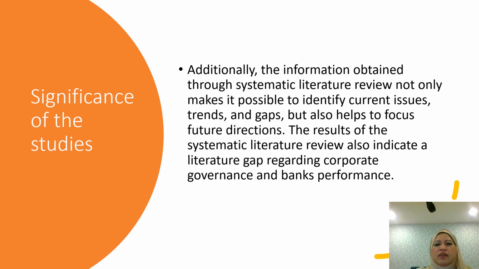Okay, and what is the significance of the study? Through the systematic literature review, we are not only making it possible to identify current issues, we're looking at current issues. What is the trend, as looked at by previous research, but also we want to see the gap, to focus on future direction. And the result of the systematic literature review also indicates a literature gap regarding corporate governance and banks' performance.